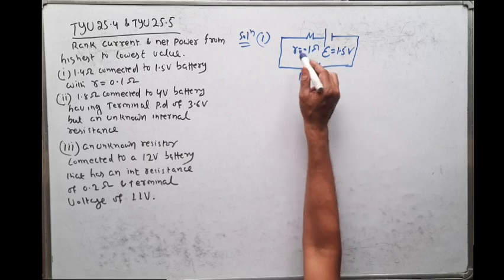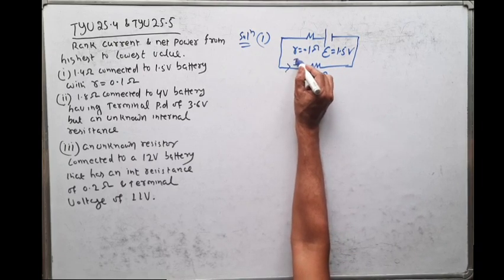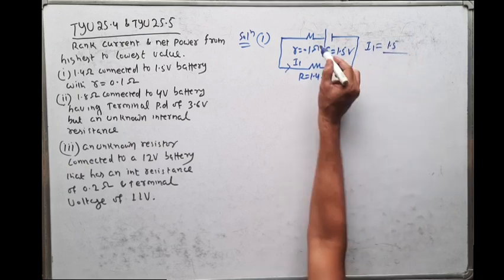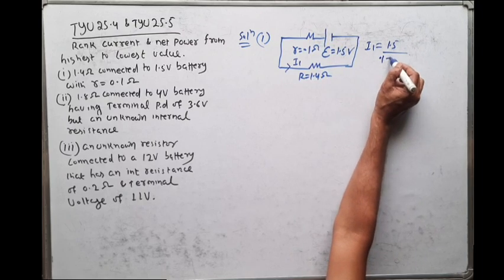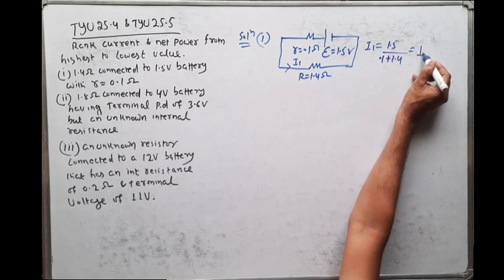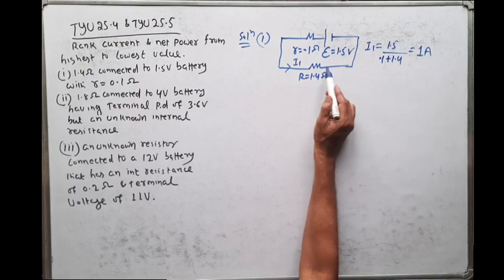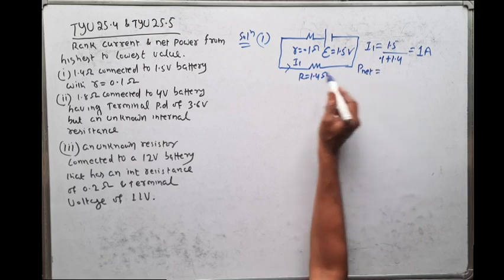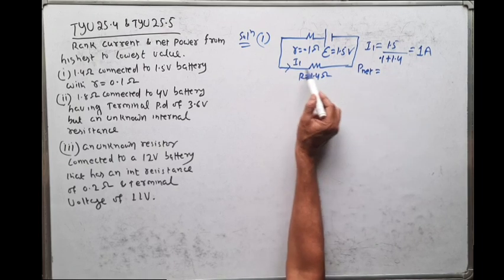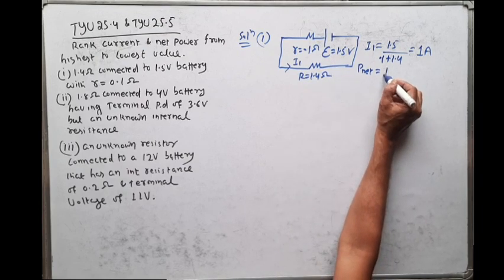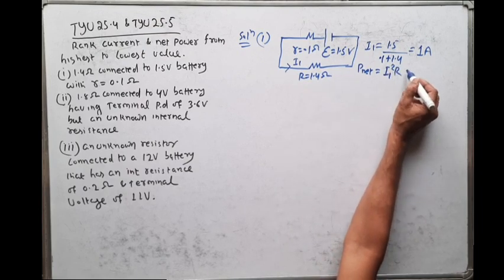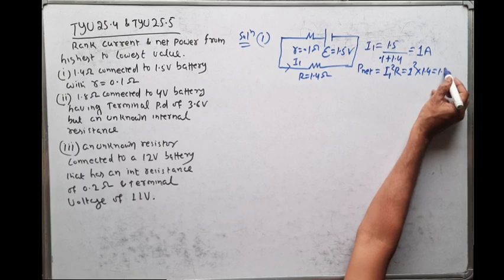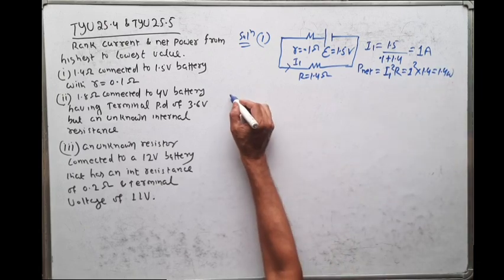So in this first circuit, the current is say I1. So what is I1? I1 is equal to E, that is 1.5 volt, divided by total resistance, that is 0.1 plus 1.4, which is equal to 1 ampere. So in the first case, current will be 1 ampere. Then what is the net output power? Net output power means power across the output load. So I1 square into R. I1 is 1, R is equal to 1.4. So that is equal to 1.4 watt. Come to second case.